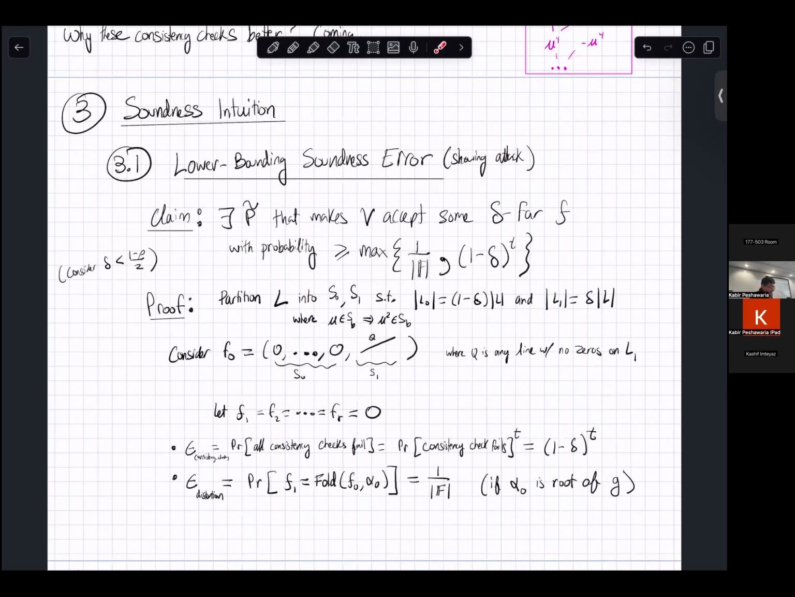And what is a lower bound? What is an upper bound? A lower bound, I show you an attack that actually succeeds with some probability, and an upper bound is I give you a proof that no attack can succeed with more than this probability. And there is a gap between that lower bound and upper bound, and it's a major open problem. And it really matters in real life too what the soundness actually is.